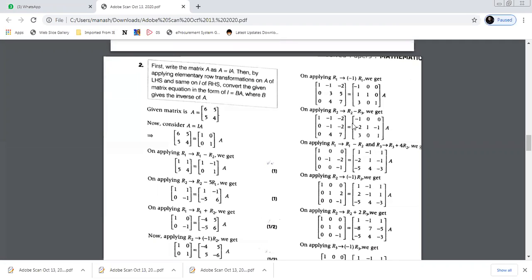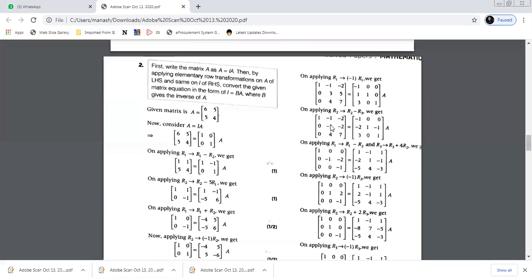See here, if you do this operation, row 2 tends to row 2 minus row 3, then what happens? 0 minus 0 will be 0. 3 minus 4 will be -1. 5 minus 7 will be -2. Okay, same operation you have to do here also. 1 minus 3 is -2, 1 minus 0, 1 minus 0 will be 0. Then 0 minus 1 will be -1. So we make this element equal to -1.